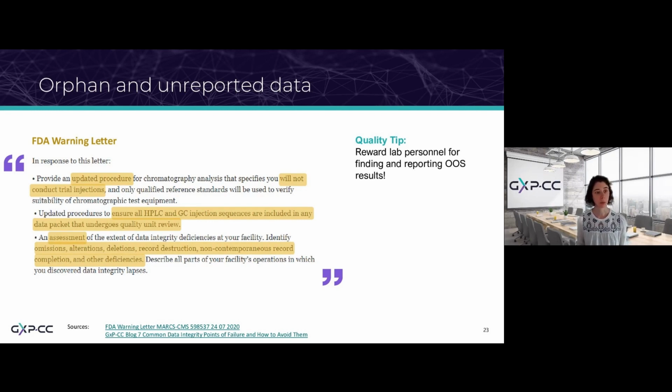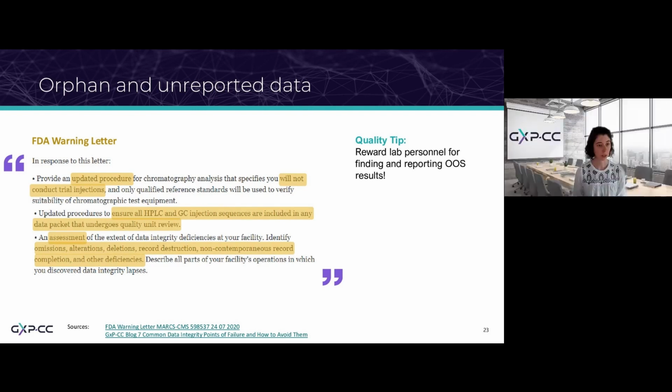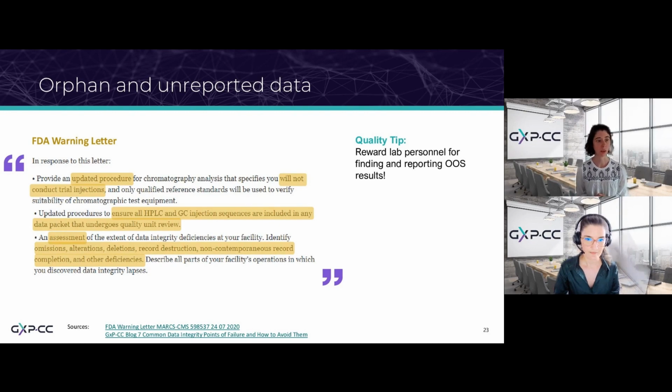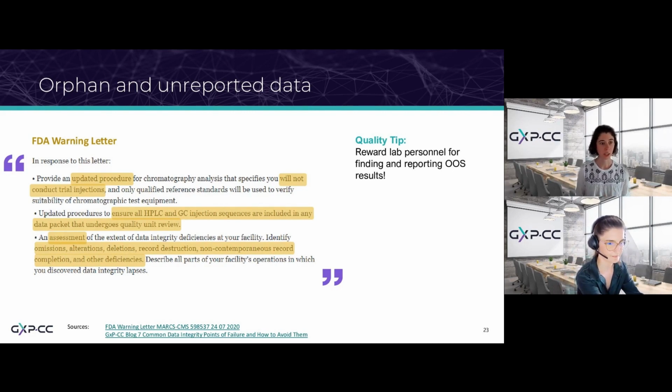The other thing is updating their procedures to ensure that all testing would be included in any data package that undergoes quality unit review. That's a huge point, a very important thing to always have all of your data, as we've seen before. And they asked for an assessment of data integrity deficiencies at the facility, whether that's omissions, alterations, deletions of data, records being destroyed, perhaps, or some records not being completed contemporaneously, which also counts as a data integrity deficiency. And again, having this kind of assessment done independently can really bring a lot of benefit, because I think it's difficult to identify those kinds of gaps on the inside.